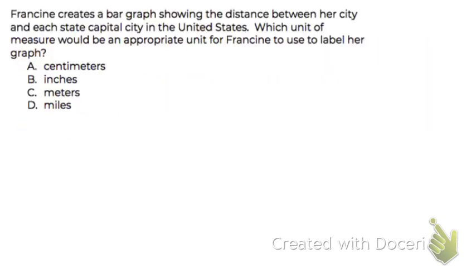So for this question, the most appropriate measure to use to measure the distance between cities would be miles.